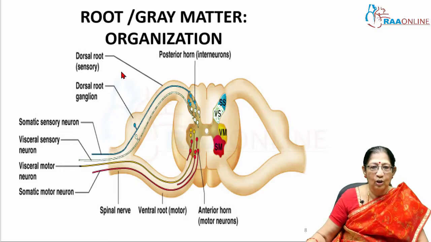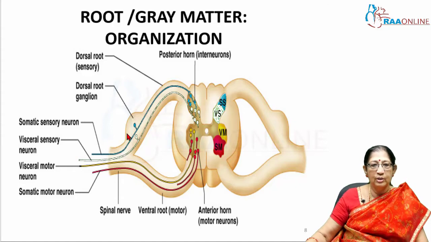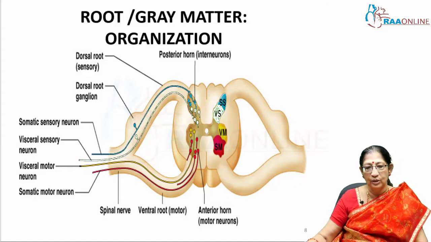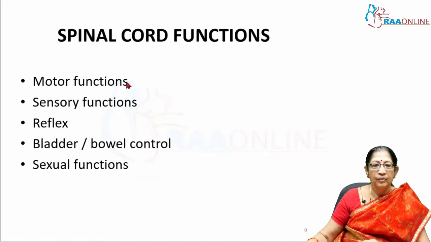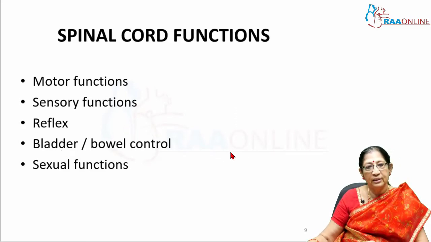So coming to the grey matter organization, as I said earlier, you have the anterior horns with motor neurons, and you have the posterior horns where the interneurons are also present. The dorsal root is the sensory root, with the dorsal root ganglion, which carries somatic sensory and visceral sensory. The anterior root carries the visceral motor and the somatic motor. This is the anterior root which is motor, and this is the dorsal root which is the sensory root. This is from the grey matter, and you have the intermediate interneurons also and the intermediate horn cells in certain parts of the cord. The functions of the spinal cord are motor and sensory functions, and apart from it also subserves our reflexes, bladder and bowel control and the sexual functions.